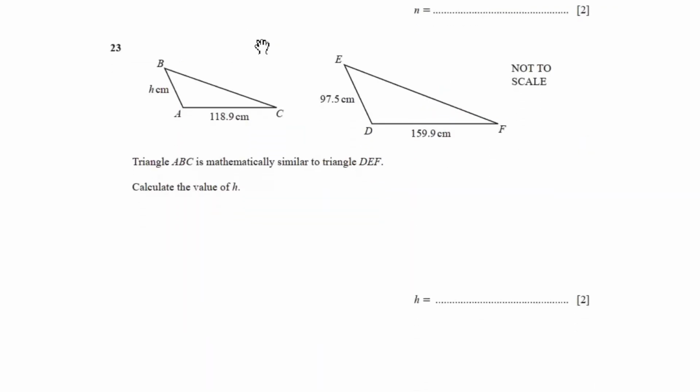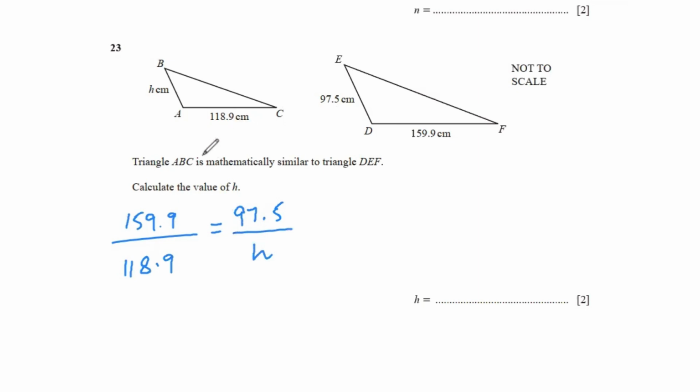Question 23 says that triangle ABC is mathematically similar to triangle DEF. Calculate the value of H. So if they're mathematically similar, that means one shape is enlarged to be the next shape by a scale factor. Each length is enlarged by the same scale factor. So to find H, we can say that 159.9 over 118.9 is the same as 97.5 divided by H.